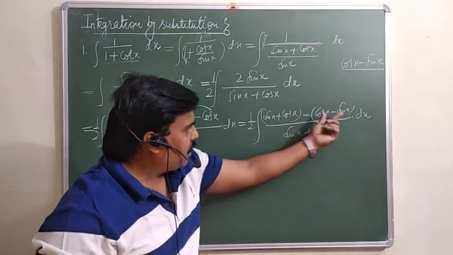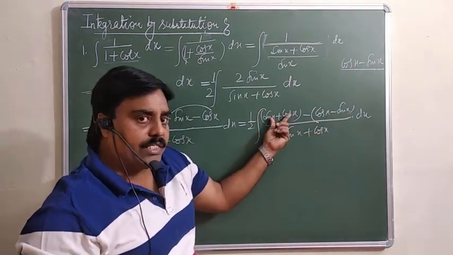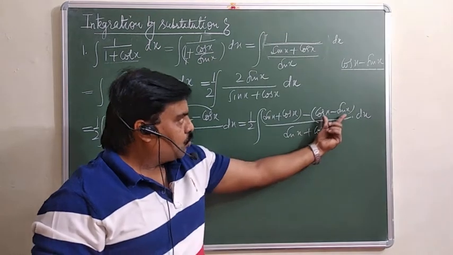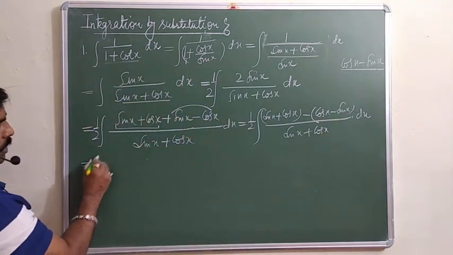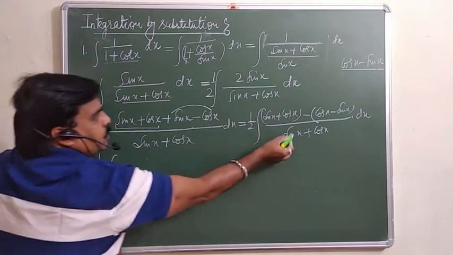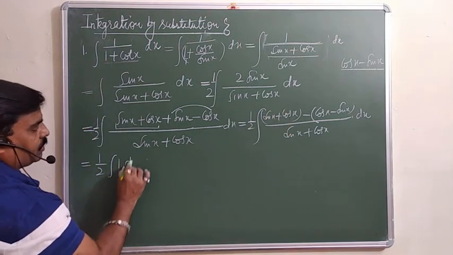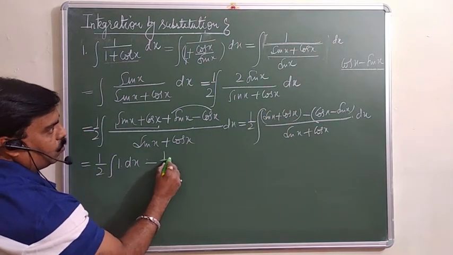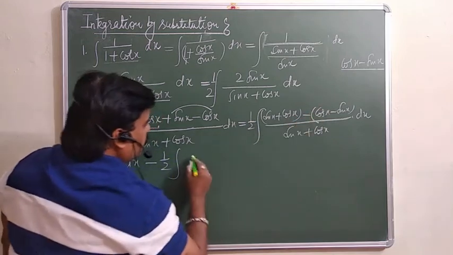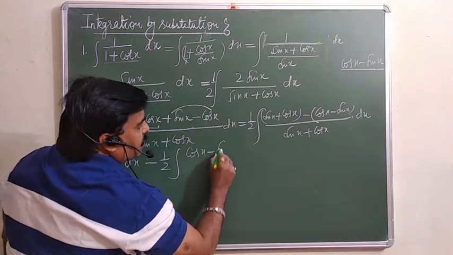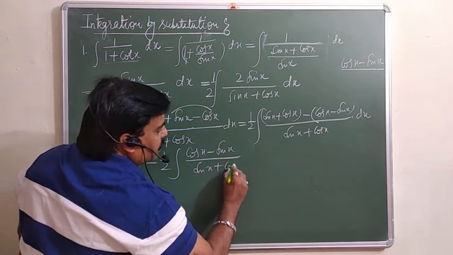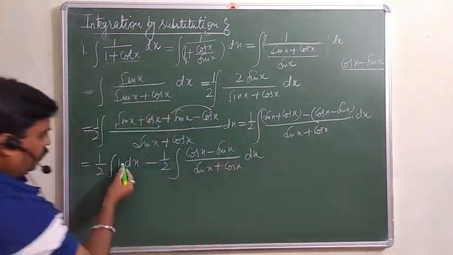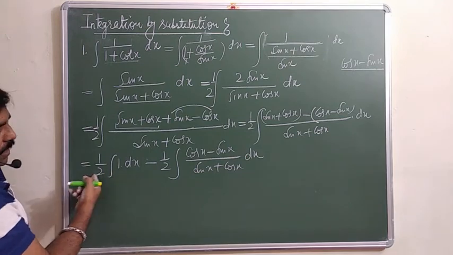Now write this below it. This is going to cancel and the derivative of this one is already here only, so you can substitute. So look at here now. Directly I am doing. Writing this below it, we get 1 into dx minus 1 over 2, this is cos x minus sin x over sin x plus cos x into dx. This is already, you know, the antiderivative of this one.